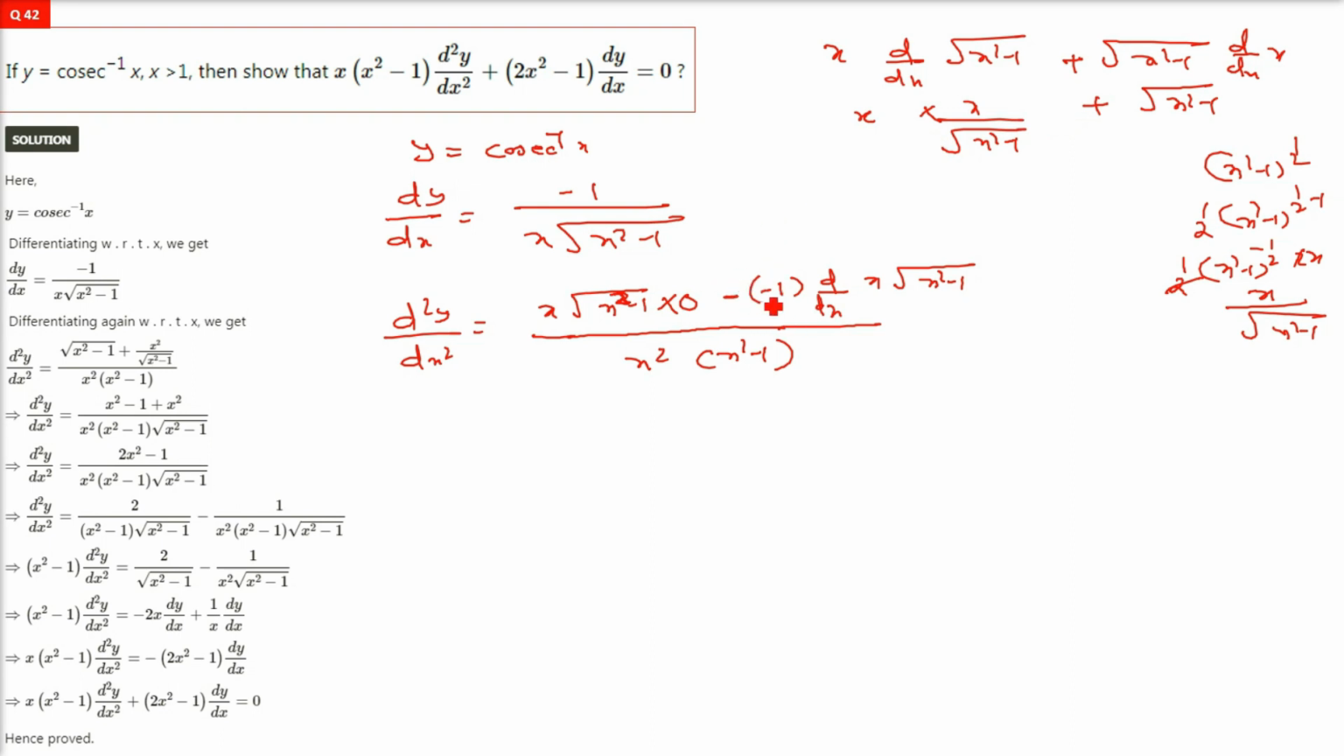Minus, first term is already 0. Minus into minus 1 is plus. So only the numerator will be d by dx of this only. So just do it. So we have this is x square by under root x square minus 1. X square by under root x square minus 1 you will get.